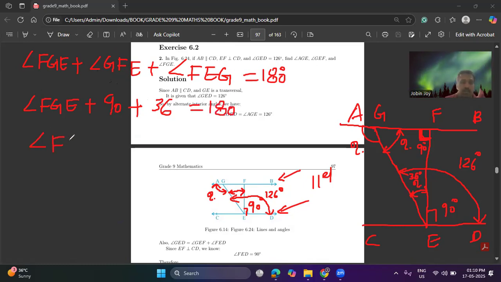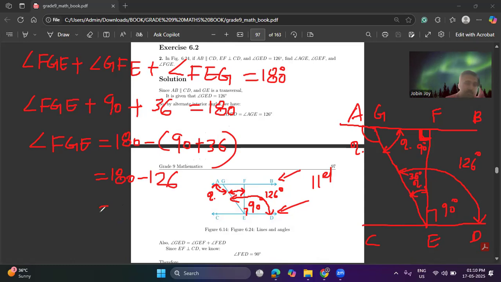So from this you can calculate FGE. So FGE is equal to 180 minus (90 plus 36). What is 90 plus 36? 126. So that is 180 minus 126, which is 54 degrees. So FGE is equal to 54 degrees. So this angle is 54 degrees. Then AGE, how will you calculate AGE? So I'm clearing this.